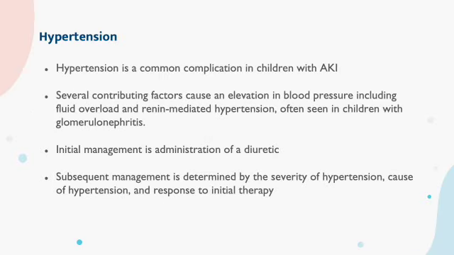Hypertension is a common complication in children with AKI, and there are several contributing factors that cause an elevation in blood pressure, including fluid overload, renal-mediated hypertension, and often in children with glomerulonephritis. Initial management is typically administration of diuretics. Subsequent management is determined by the severity of hypertension, causes, and response to initial therapy.